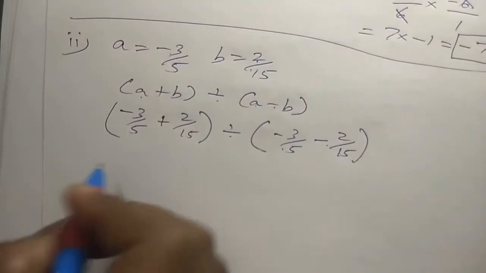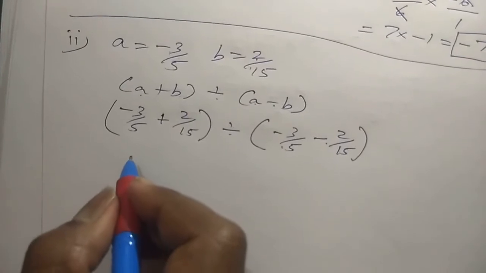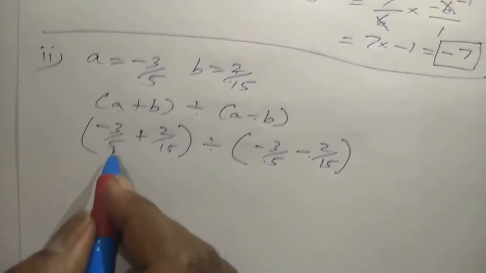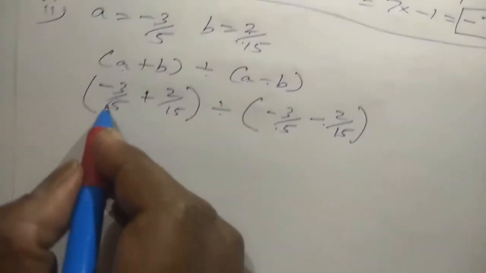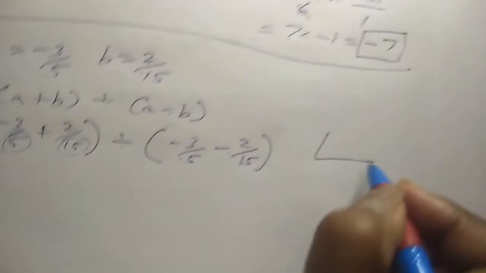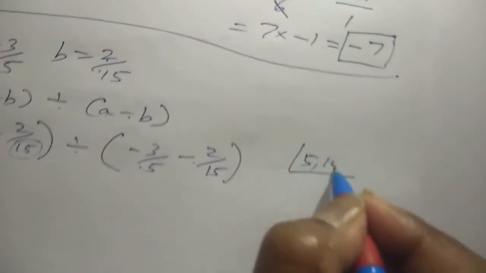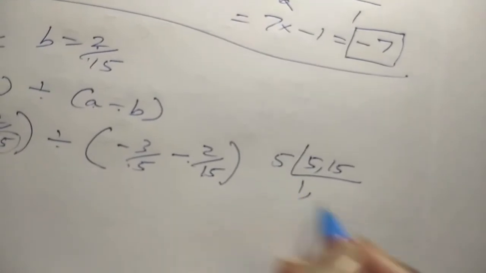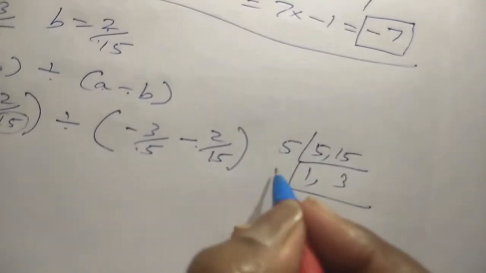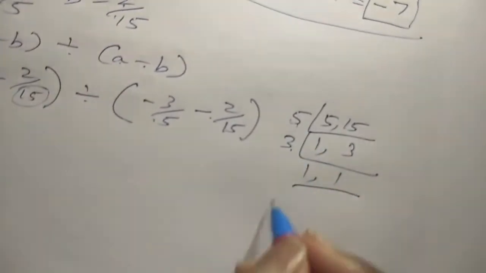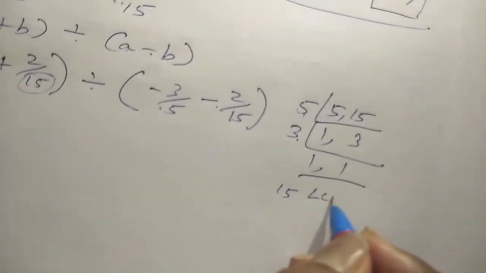Okay, so next what is the method we have to follow? First we simplify this bracket, correct? Here the denominators are 5 and 15, so we write 5 comma 15 and find the LCM. 5 ones are 5, 5 threes are 15. Again I put 3, so it is 1 comma 1, so we stop. So 5 threes are 15, the LCM here.